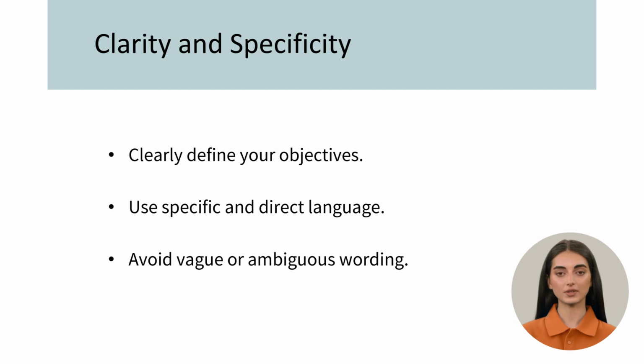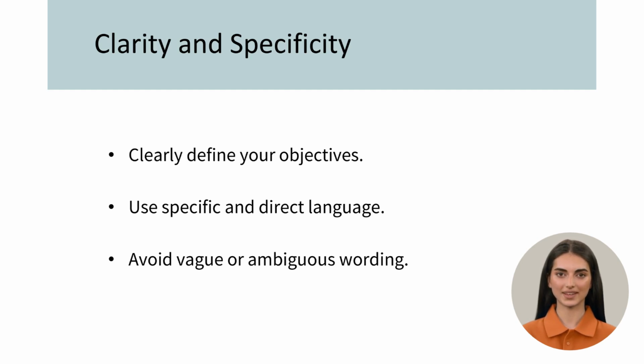First, clearly define your objectives. What do you want ChatGPT to help with? Whether it's drafting an email, summarizing a report, or brainstorming ideas, be explicit about your goal so the AI knows what you're looking for. Next, use specific and direct language.